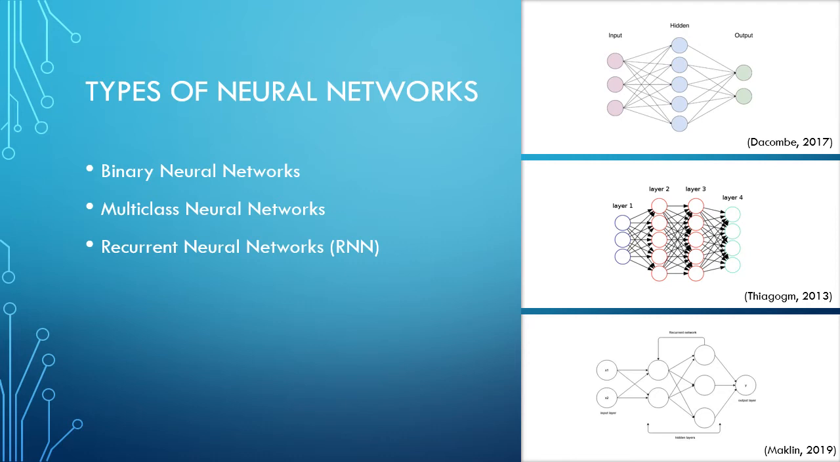Now let's say we want to determine what type of intrusion is occurring on a network, or if there is any at all occurring. We use a multi-class neural network. This is similar to the image in the middle of the slide on the right hand side.